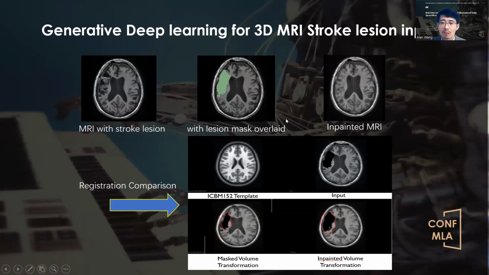Then, if we apply the inpainted MRI for the registration with the brain template and atlas, for example, the ICBM template, we can see that the inpainted MRI achieved much higher registration accuracy in comparison with the registration of the original MRI with stroke lesion, especially for patients with a large lesion.